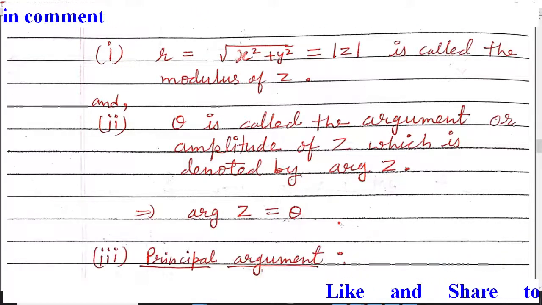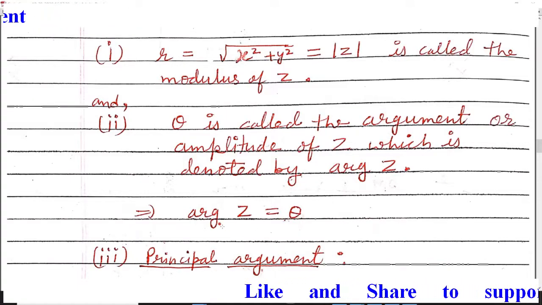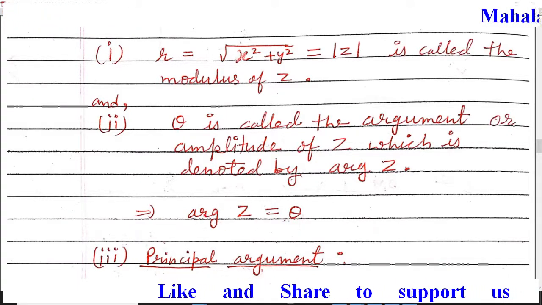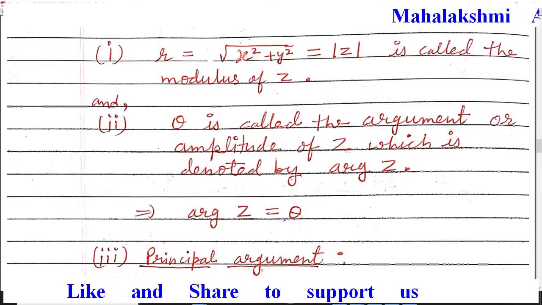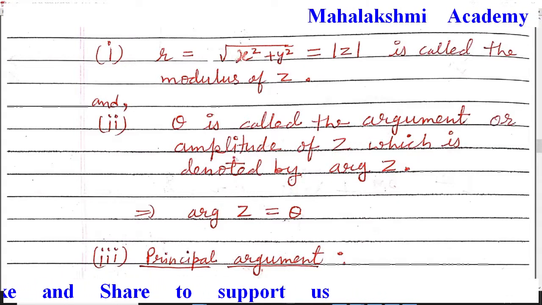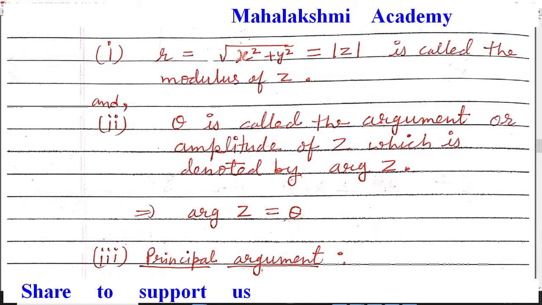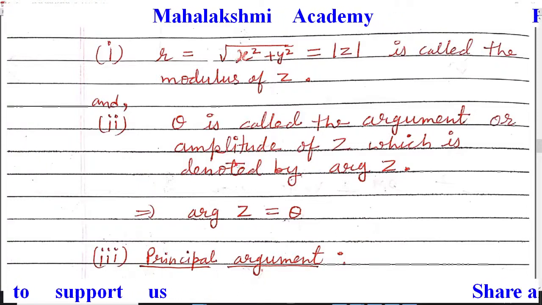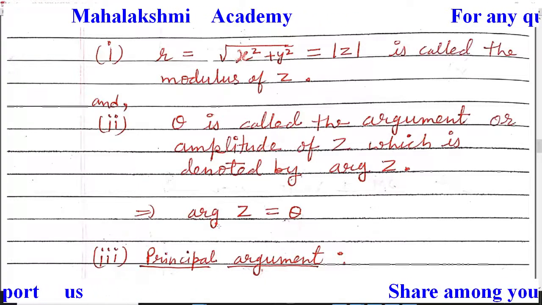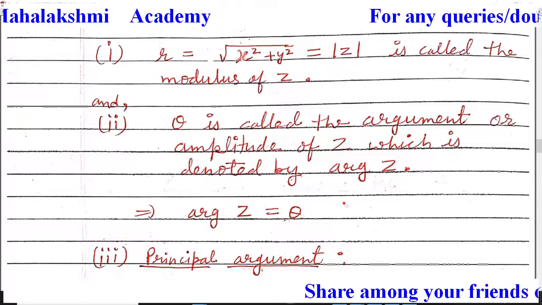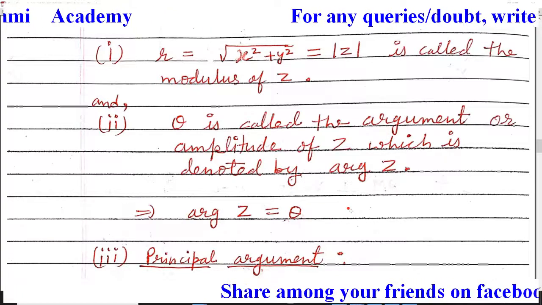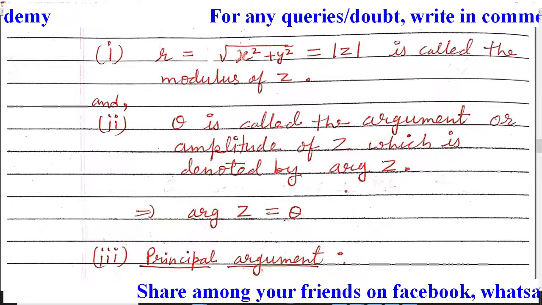So how to represent theta? In short form, arg z. So there are two words for it, either amplitude of z or argument of z. So in our book argument is used, so I use this. These notes I made from the NCERT 11th class books, you can refer to that.